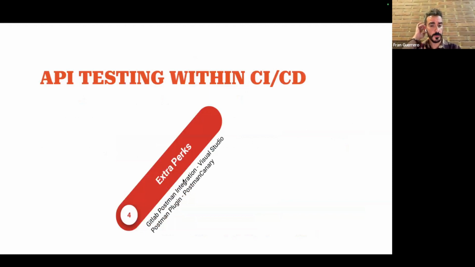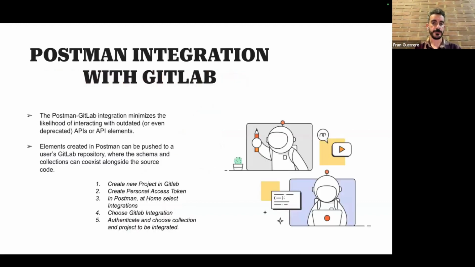So to finish my talk, I would like to talk about some extra perks, because probably some of you are questioning about how can I synchronize my Postman collection with my repository? How can I modify my Postman collection if I'm working in my Visual Studio Code tool, for example, or even if I can perform more load testing using Postman through to my APIs.